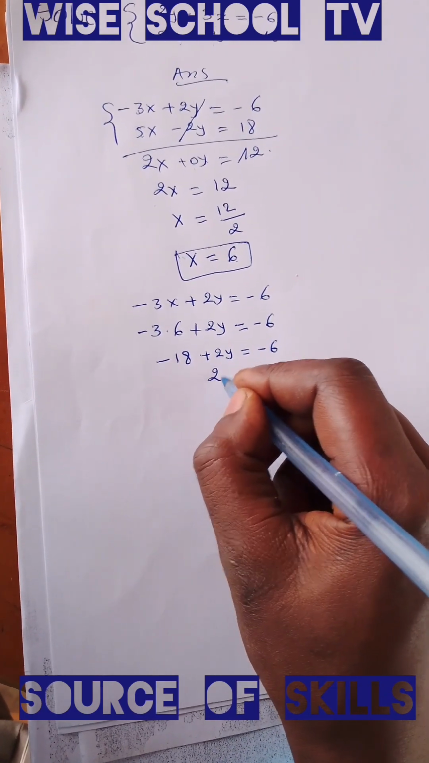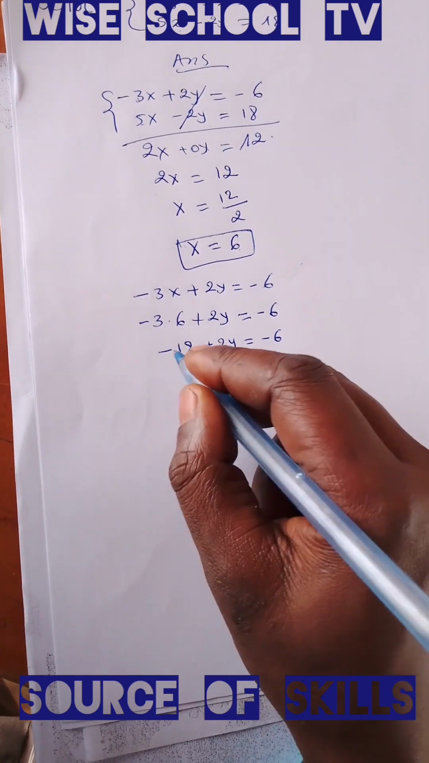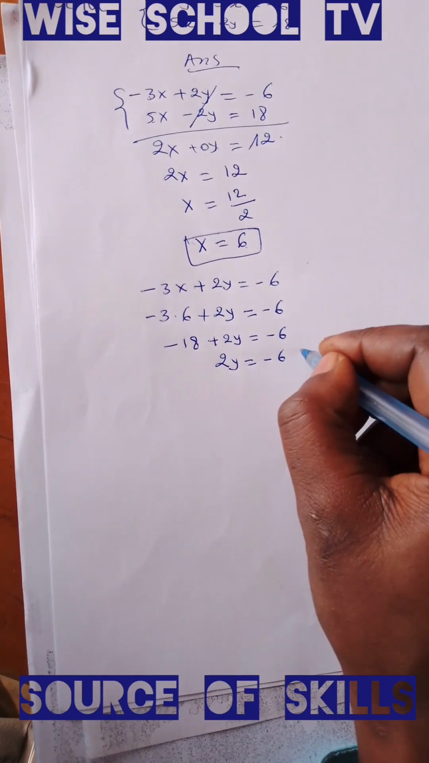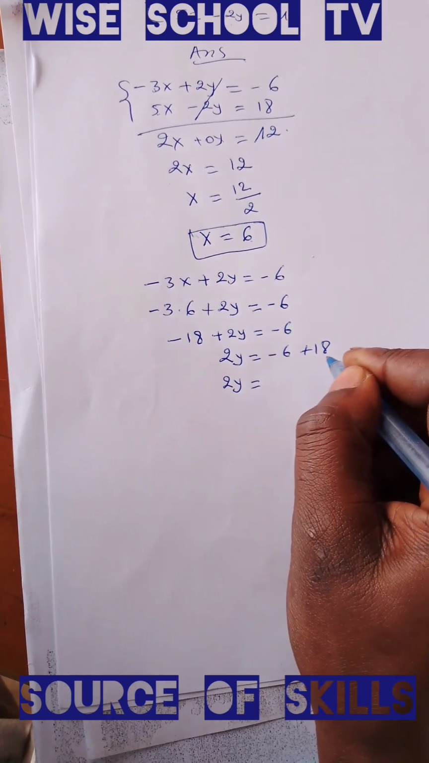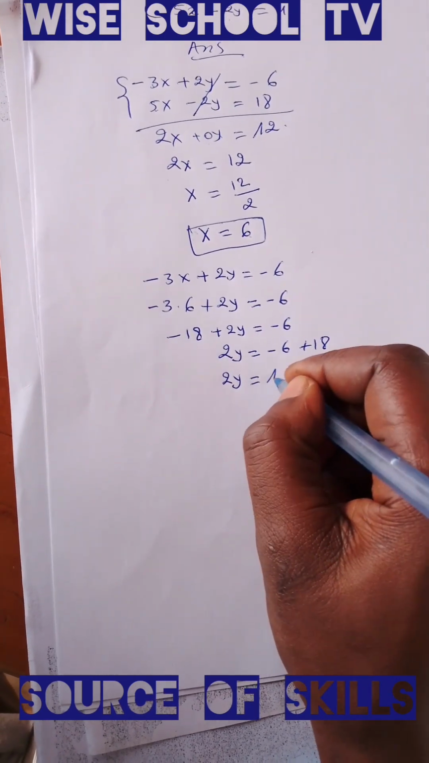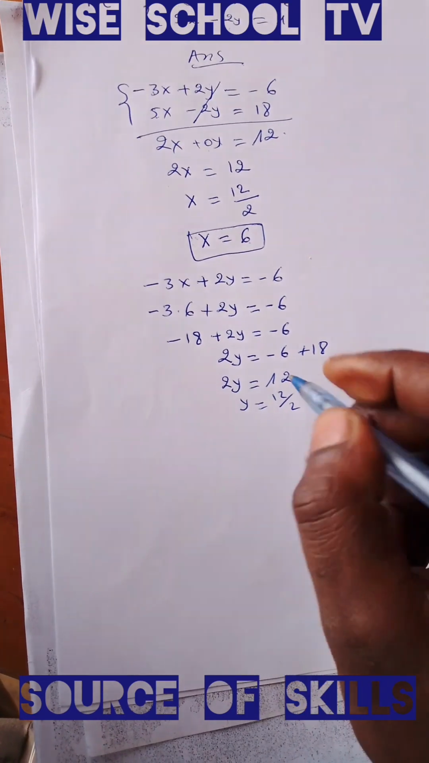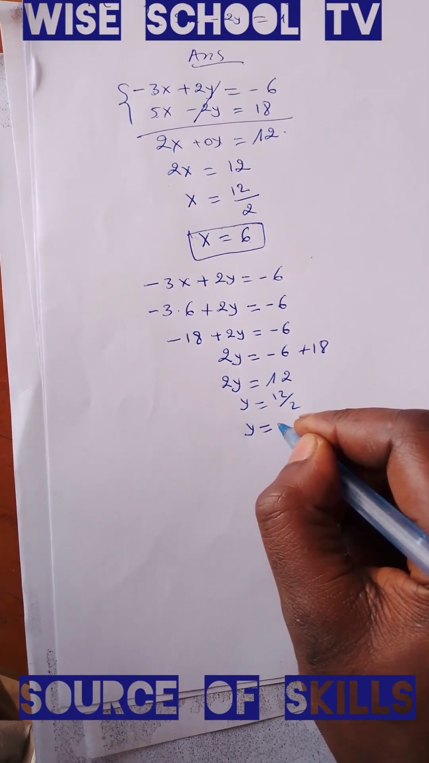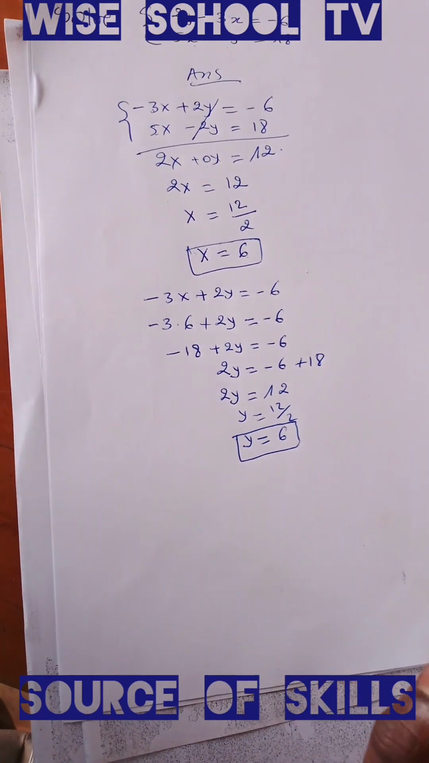So then 2y is equal to minus 6. When you move this to that side, plus 18, so 2y is equal to 12. Y is equal to 12 over 2. Then y is equal to 6. So the value of y is also 6.